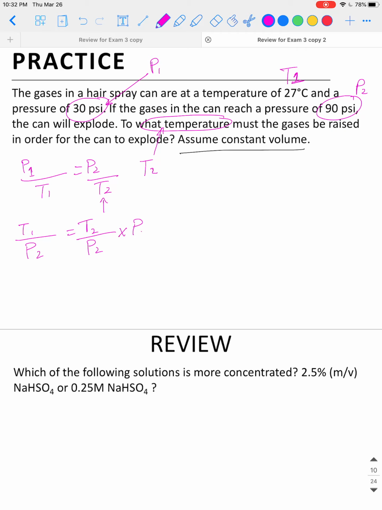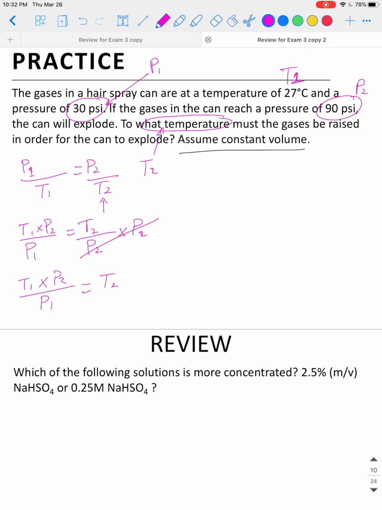We need to isolate T2, so I'm going to multiply both sides by P2. I should have written P1 here. There we go. I'll just write it over here, times P2. Okay. So now these cancel out. Our equation is T1 times P2 divided by P1 equals T2. So this is the equation we're going to use to solve this problem.